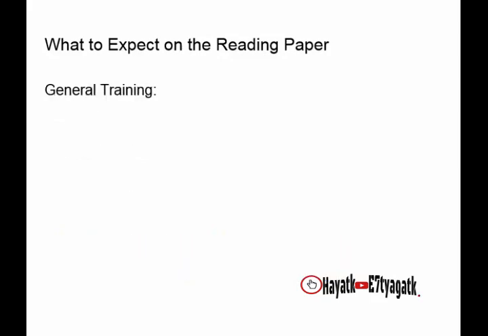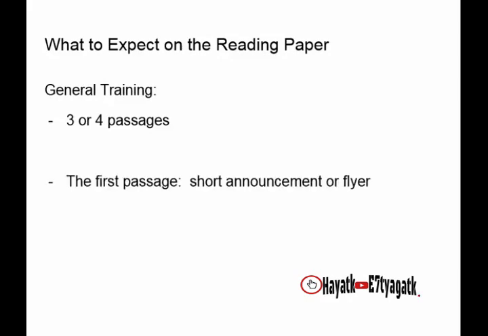Okay, let's look at the general training now. The general training usually has 3, sometimes 4 passages. It's a good idea if you're taking the general training exam, right when you're starting the paper, to flip back through the reading paper and look at how many passages you will need to read. Okay, is it 3? Is it 4? This will help you with timing and really working through each one quickly.